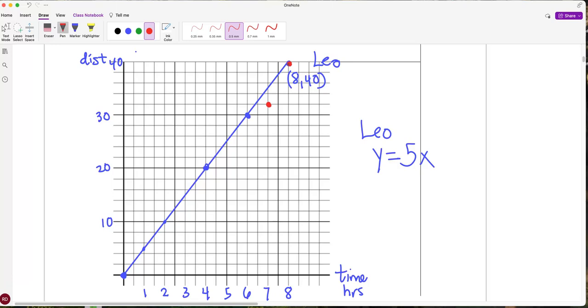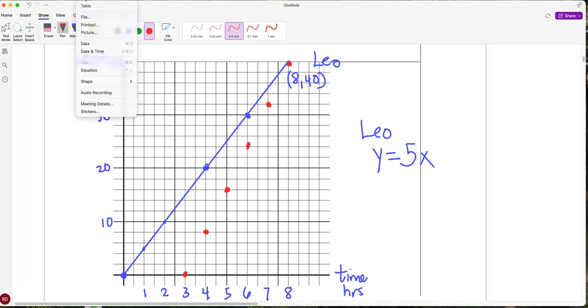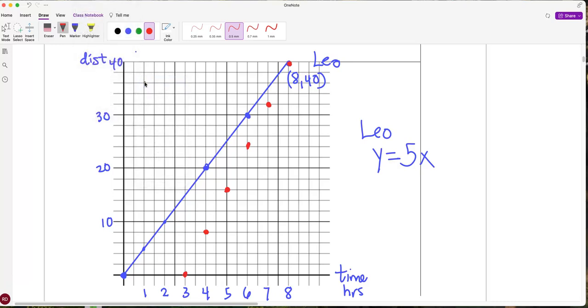2, 4, 6, 8 over 1, and I keep repeating that. So if I look at this and I connect those points, right there.